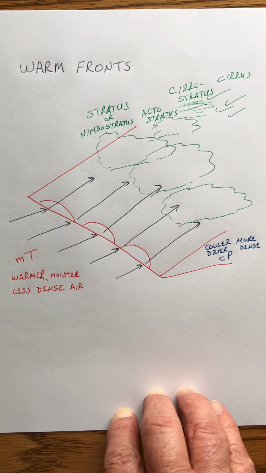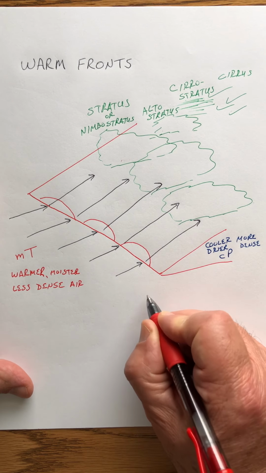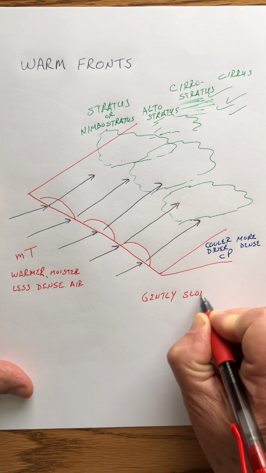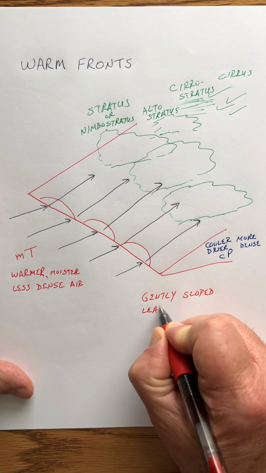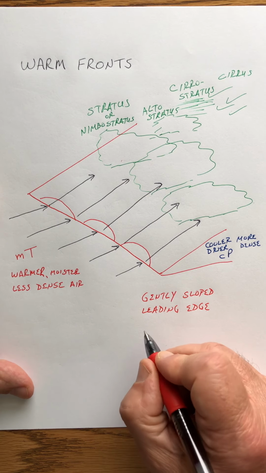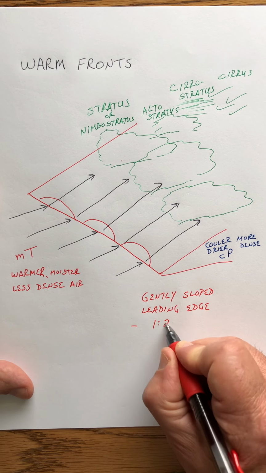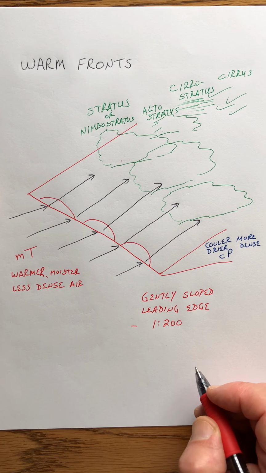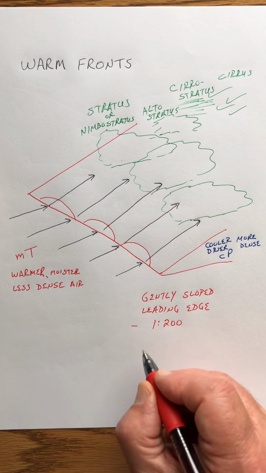So now let's take a look at the front itself. So this is a pretty gently sloped leading edge of the warm front. And so being a fairly gently sloped leading edge, we're talking about a slope aspect here, 1 mile high for every 200 miles across. So this is much more gently sloped compared to a cold front, again, typically.